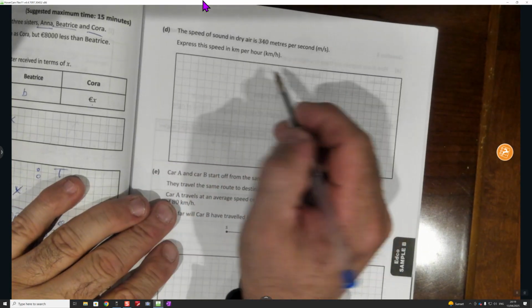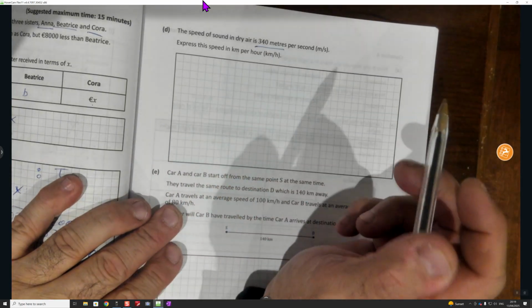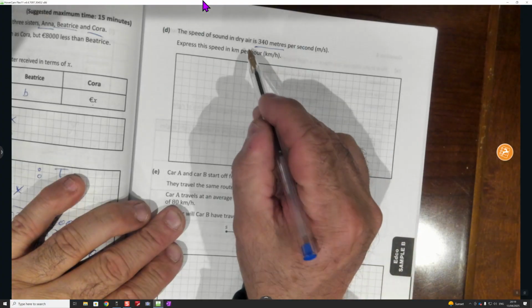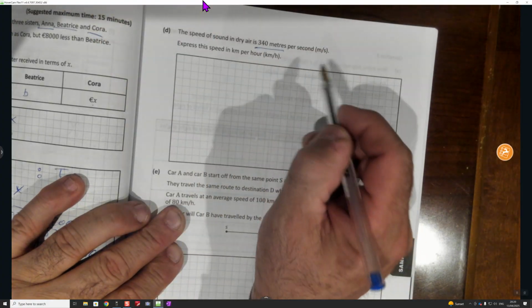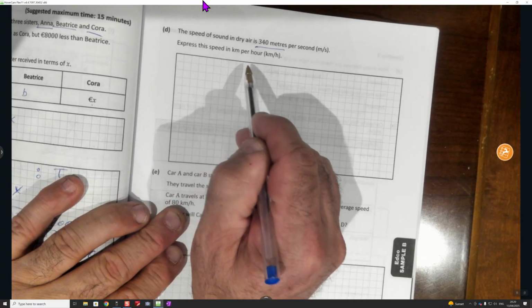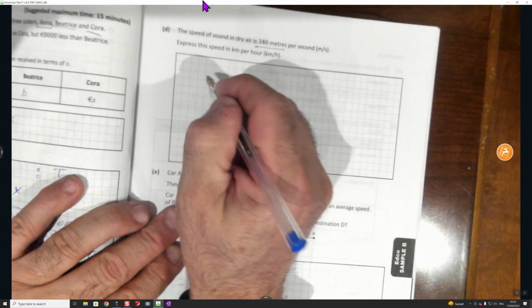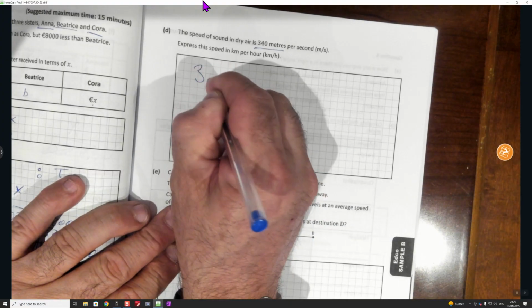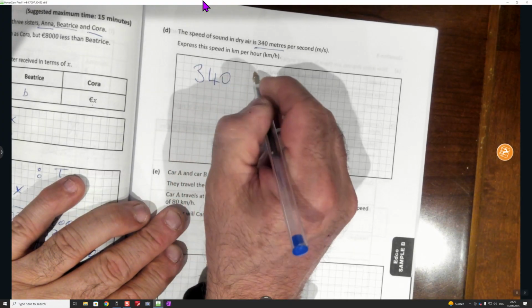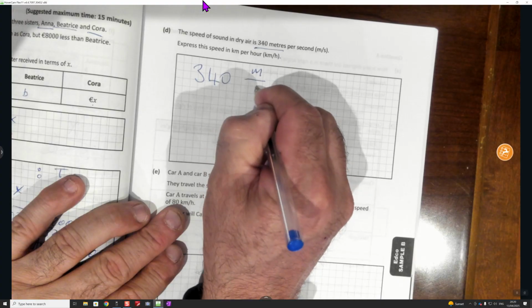Speed of sound in air at a certain temperature, by the way, and at a certain humidity, is given. We'll use the model that's exactly 340 meters per second. Express this speed in kilometers per hour. Okay, that's something we can do using what's called unit conversion. So I'll go with 340 meters per second.